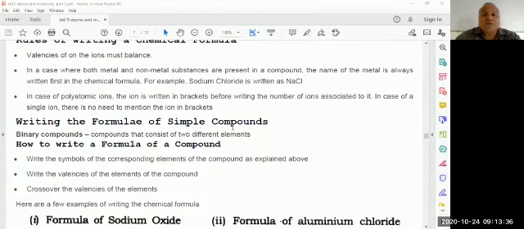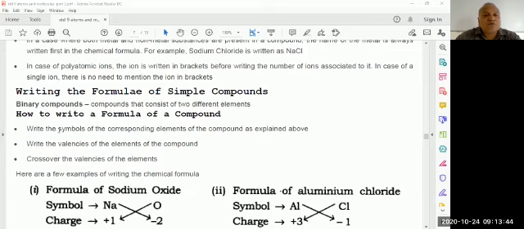Now, how will we write the formula? Writing the formula of a simple compound. Binary compound, a compound that consists of two different elements. How to write the formula of a compound? Write the symbol of the corresponding elements of the compound as explained above. Write the valencies of the elements of the compound and cross over the valencies of the elements.